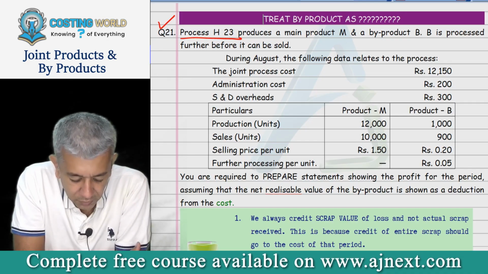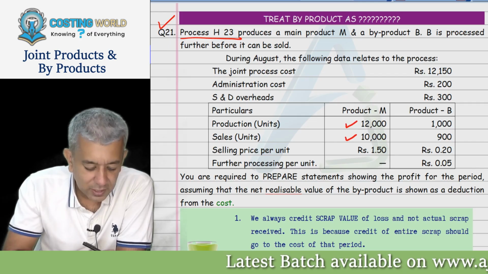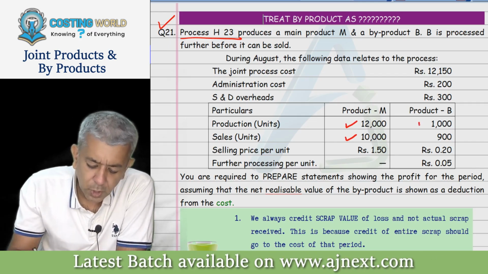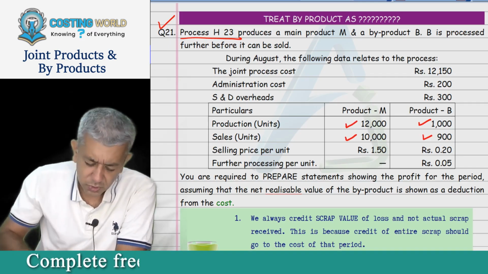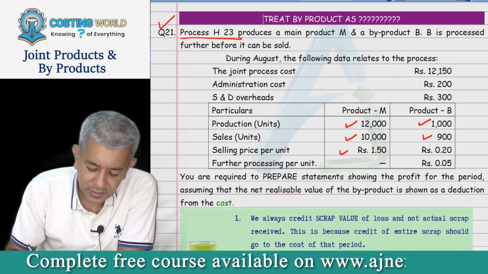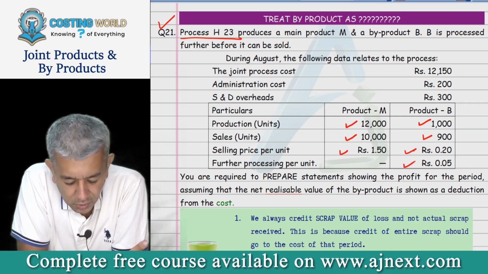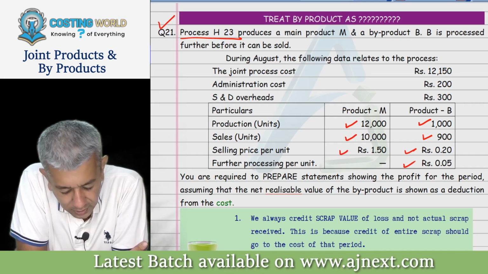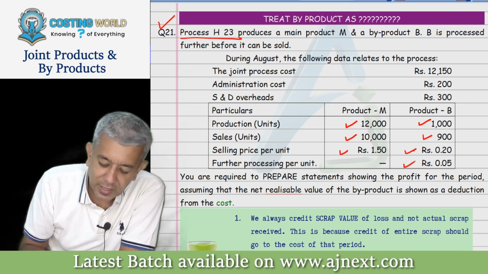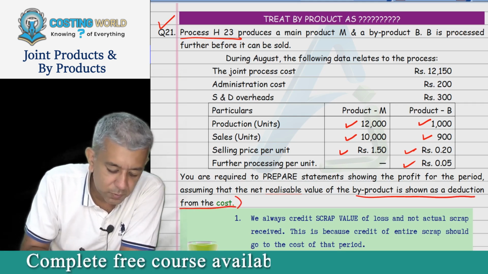Production in units 12,000, out of that 10,000 is sold. Product B 1,000, out of which 900 is sold. Remaining must be your closing stock, I think. Selling price is there for both the products. Further processing cost per unit is there. You are required to prepare a statement showing profit for the period, assuming that net realizable value of the byproduct is shown as a deduction from cost.